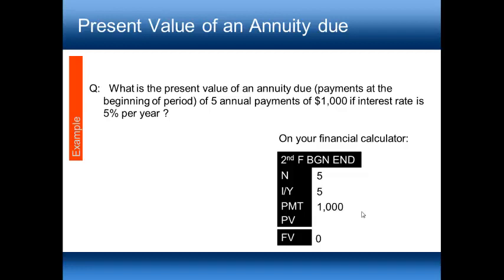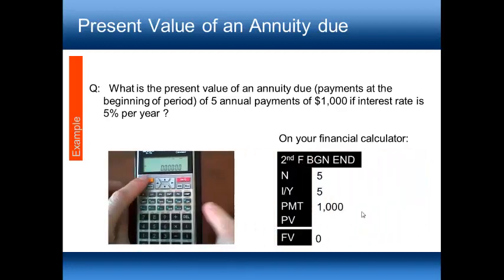For an annuity due, we'll hit the second and CA to clear all of our memories. In order to begin, we need to toggle into the begin mode. So hit the second button and BGN. That's the same button that's used for future value. Now we're just transforming into beginning of periods. Notice that on the screen will be displayed BGN on the upper right hand of your screen. That tells you that your calculator now is in beginning of period mode.